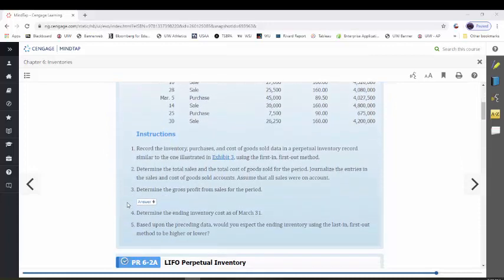And it's asking to record the inventory cost of goods sold data on perpetual using FIFO. So we're to determine, and in every problem, I'm going to be determining two numbers, and that is what is the value of ending inventory, and then what is the cost of goods sold.